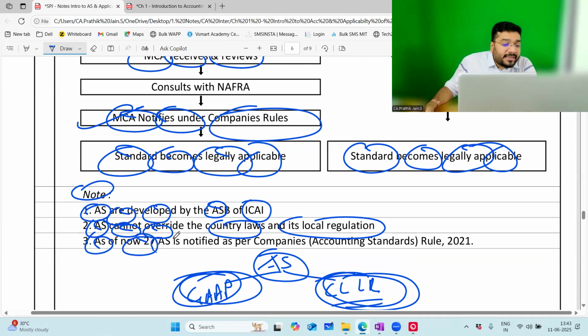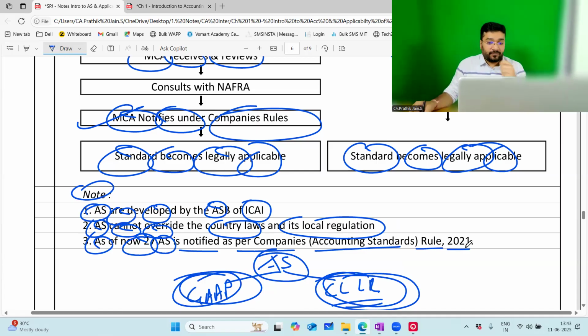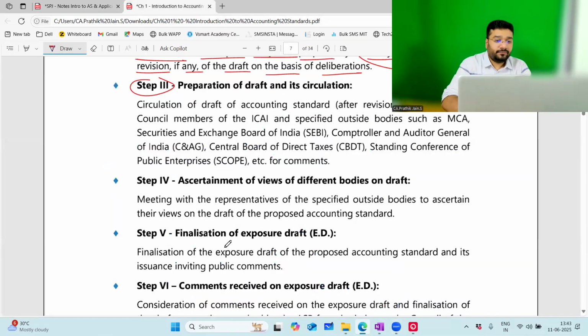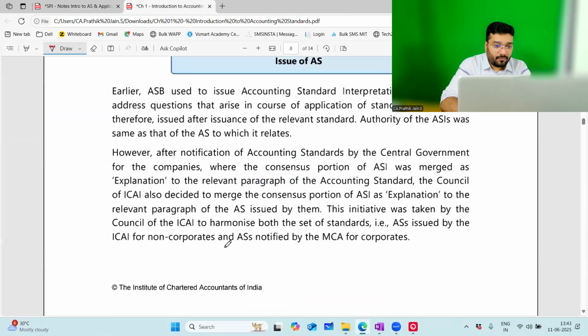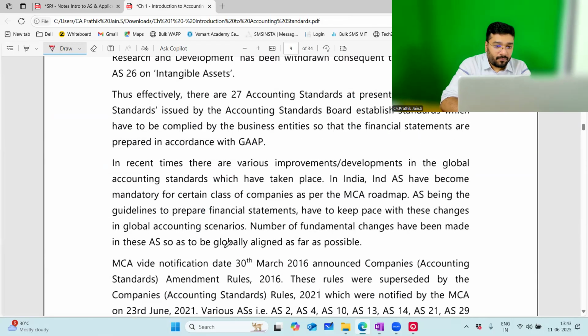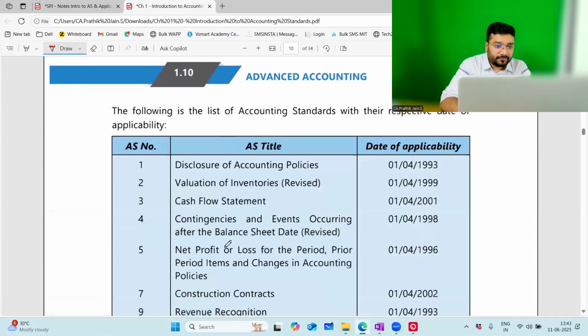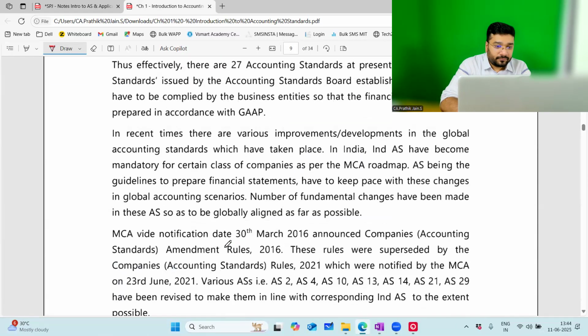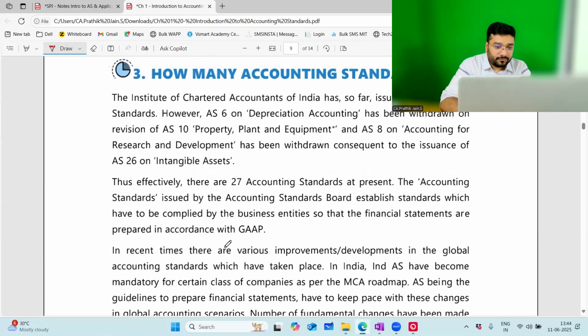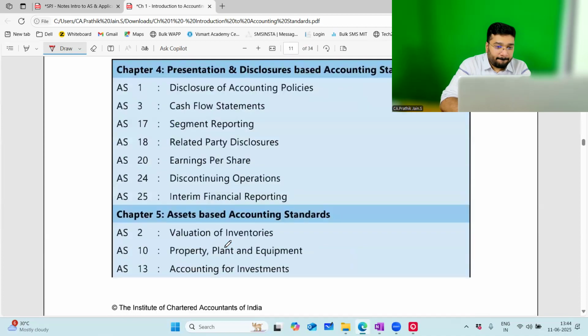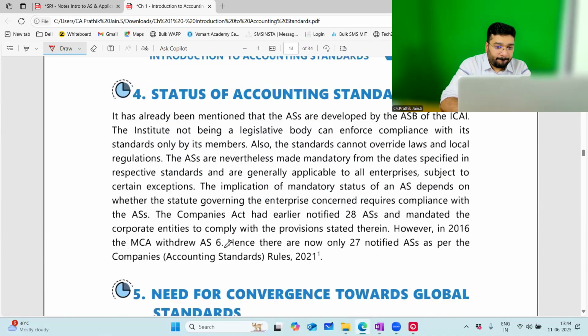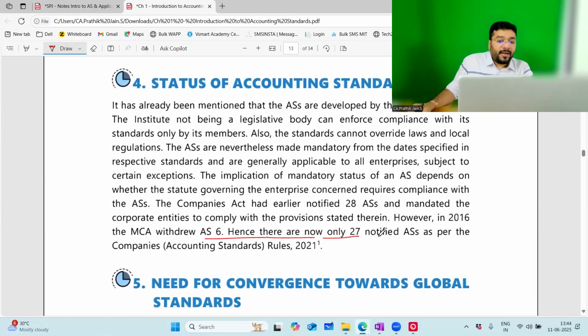As of now, 27 accounting standards are notified as per the Companies Accounting Standards Rules 2021.